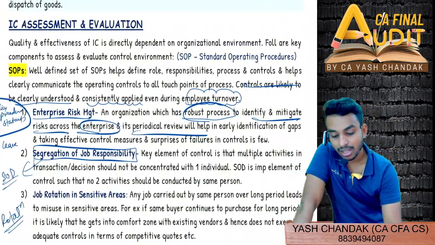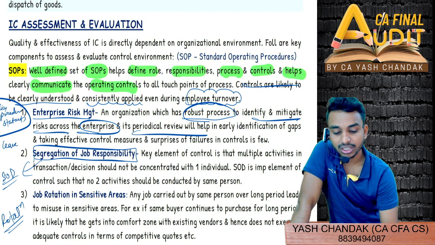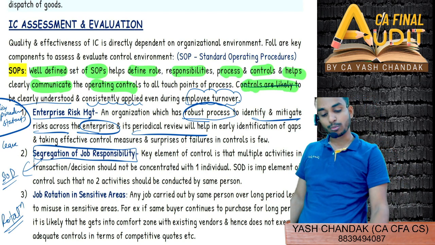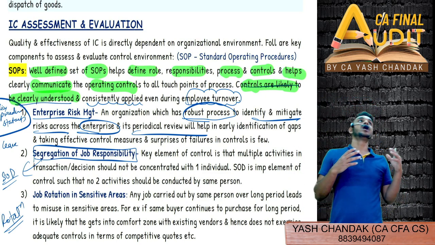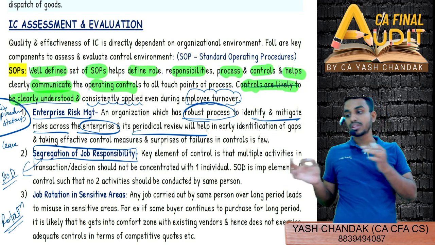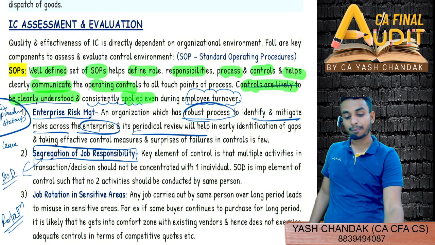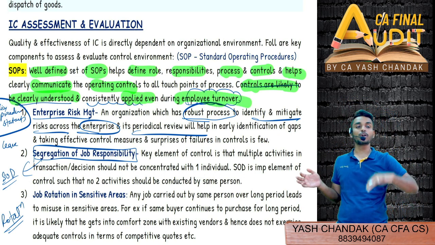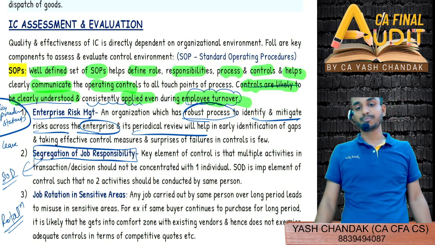See here, a well defined set of SOPs helps define roles, responsibility, process, controls, and helps clearly communicate the operating controls to all touch points of the process. Controls are likely to be clearly understood. So whatever controls are there in the entity, you will be able to understand why this process needs this control, and it is consistently applied even during employee turnover. I told you, even if the employee leaves, the new employee will come, go through the SOPs, and get in tandem with the entity.